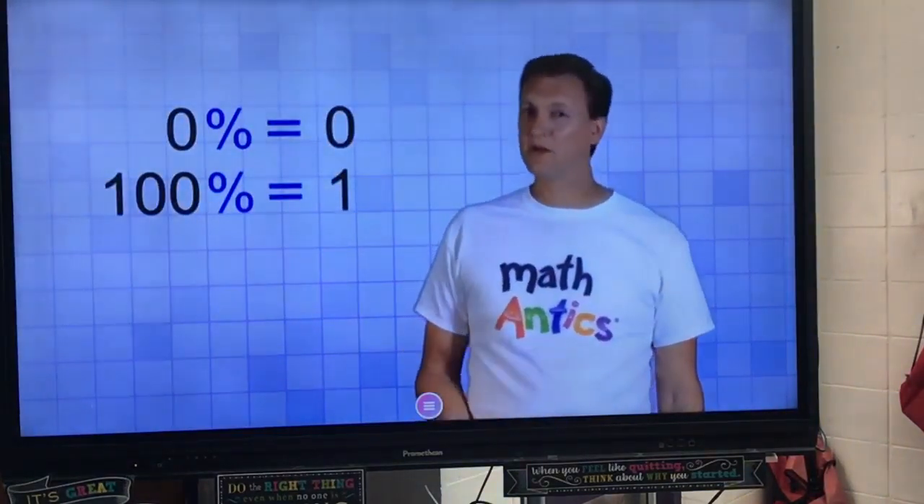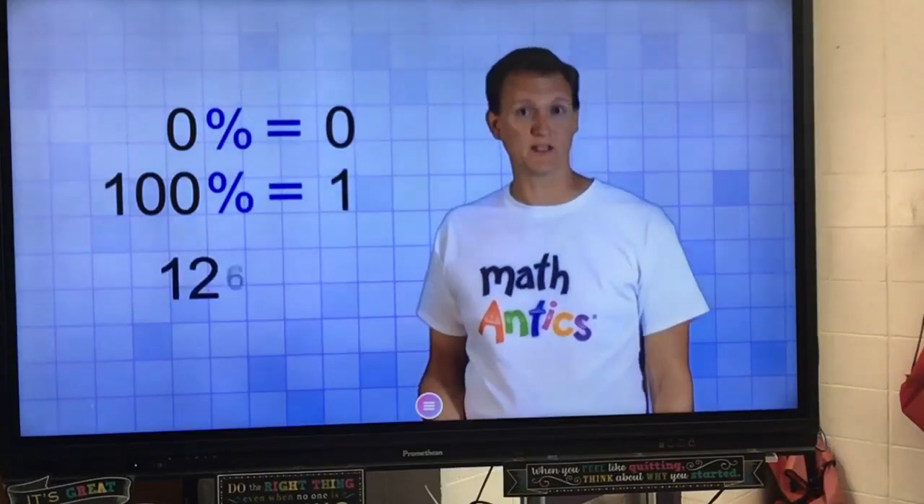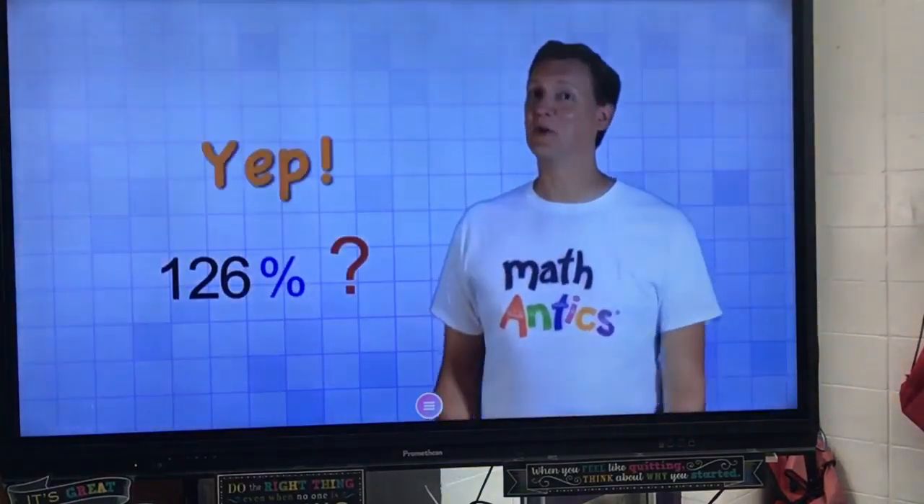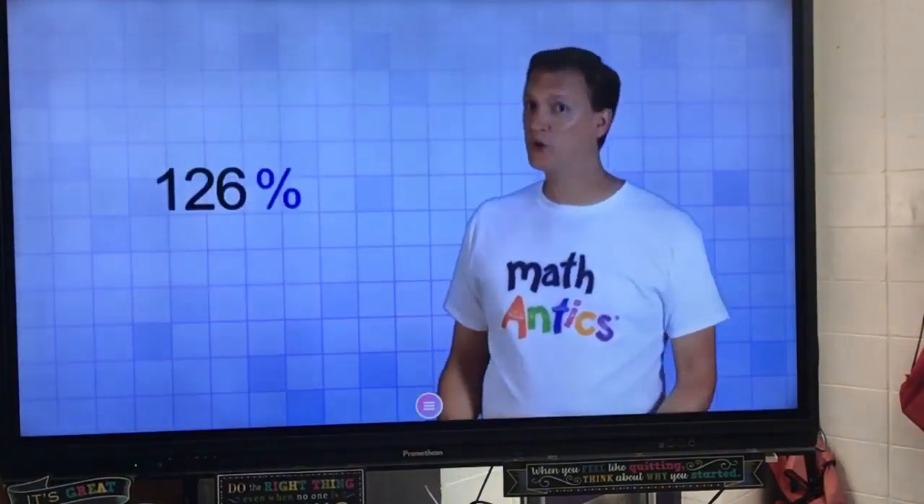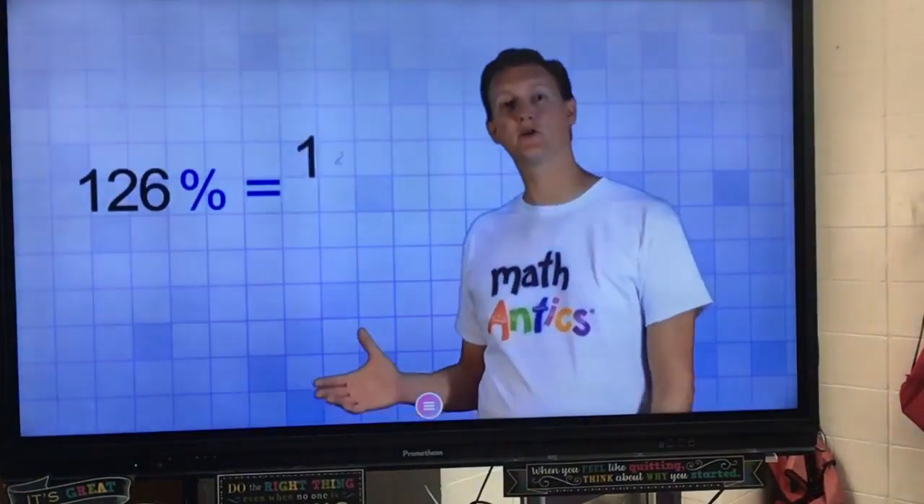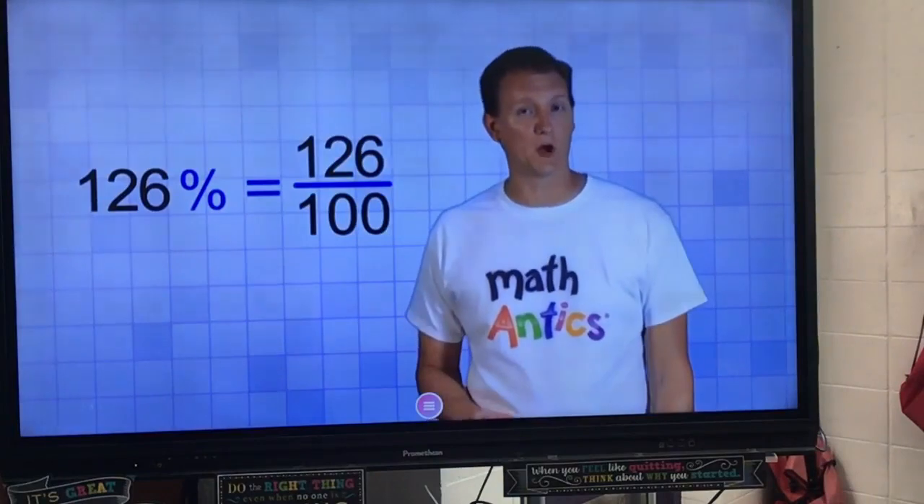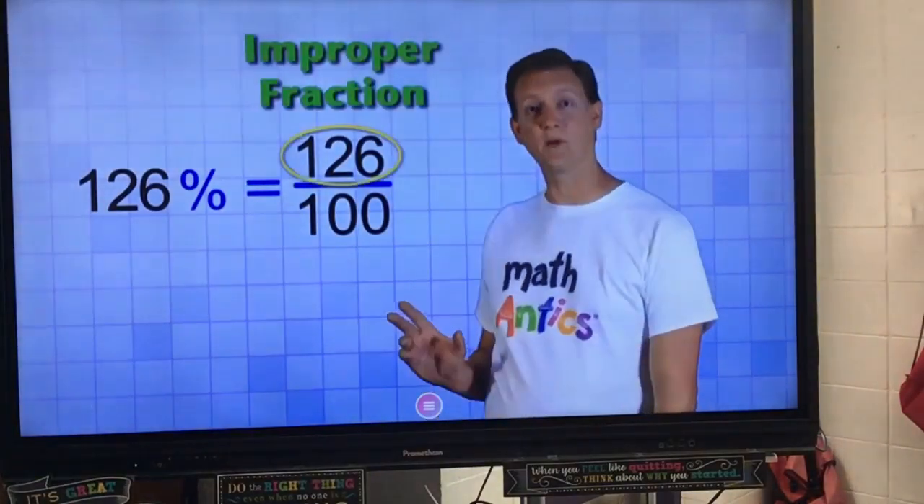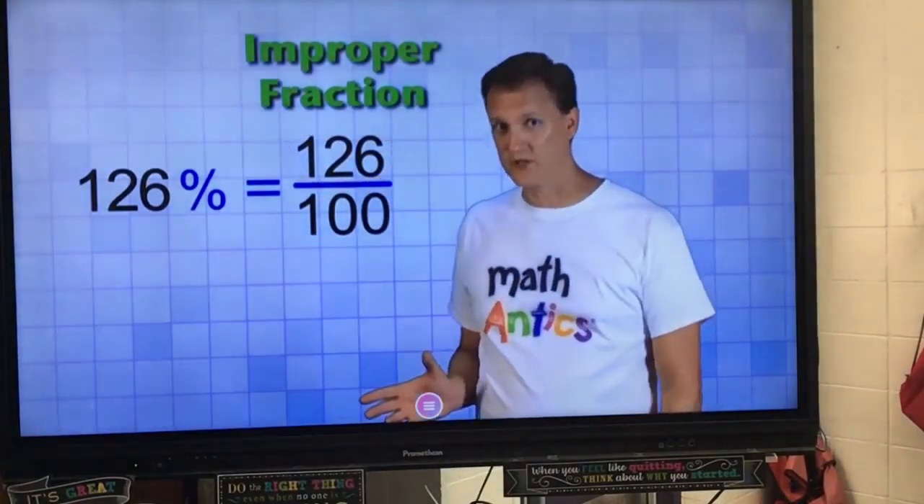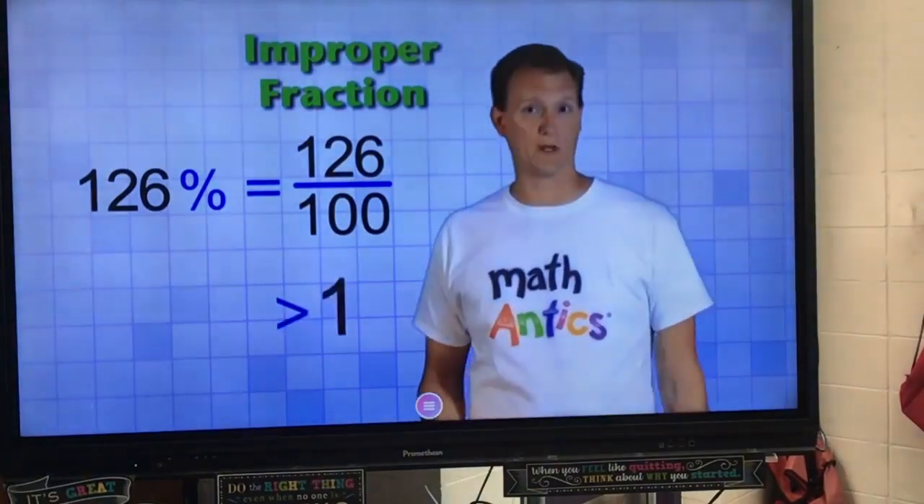But what about numbers bigger than 100? Can you have 126%? Yep, it works exactly the same way. 126% just means 126 over 100. And you know from the fractions videos, that's what we call an improper fraction. The top number is bigger than the bottom number, so the fraction's value will be greater than 1.